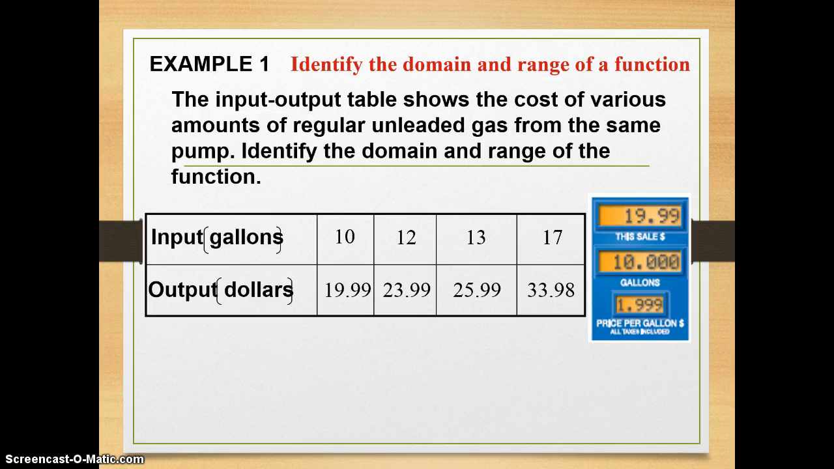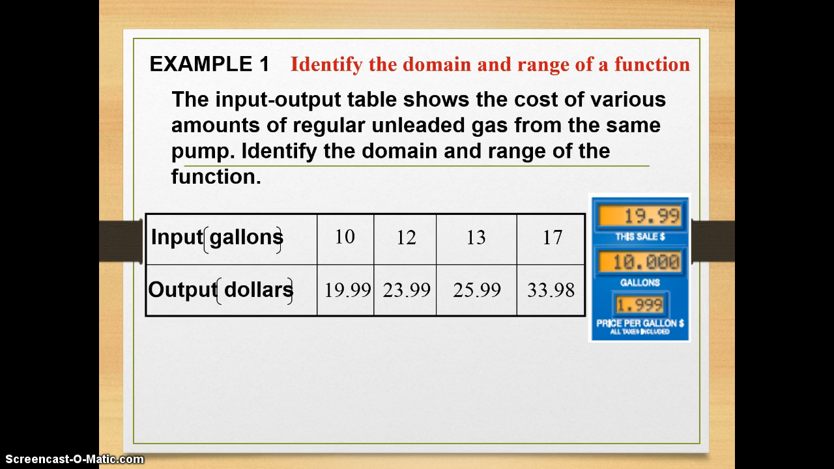The input is the gallons of gas. The output is the amount in dollars that you are going to pay. So in this table, you see that 10 gallons of gas will cost $19.99. 12 gallons of gas is $23.99. 13 gallons of gas is $25.99. And 17 gallons of gas is $33.98.